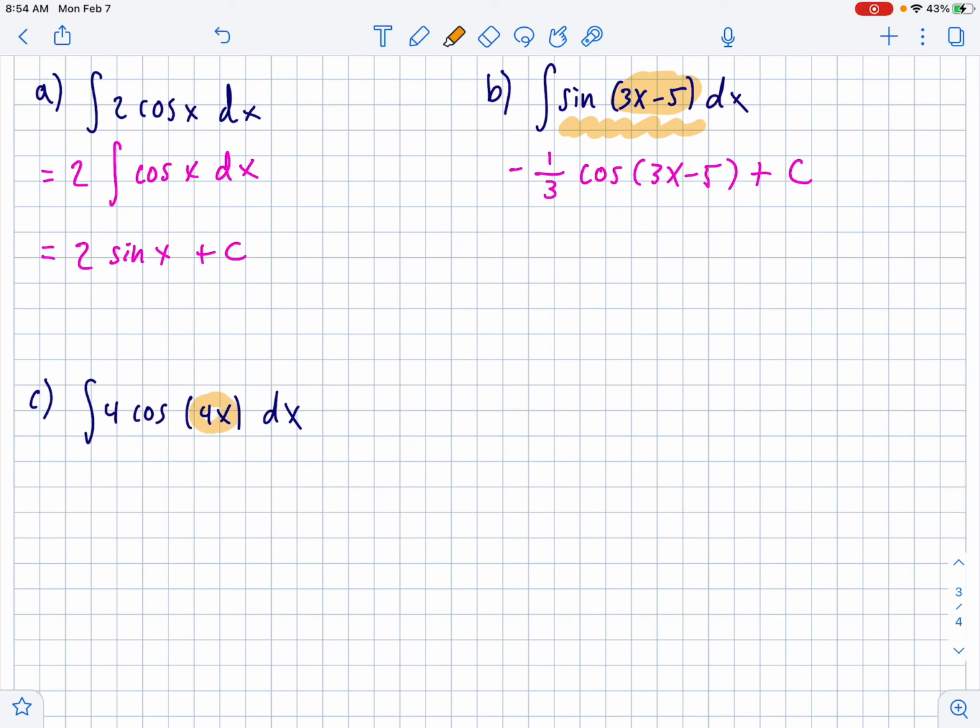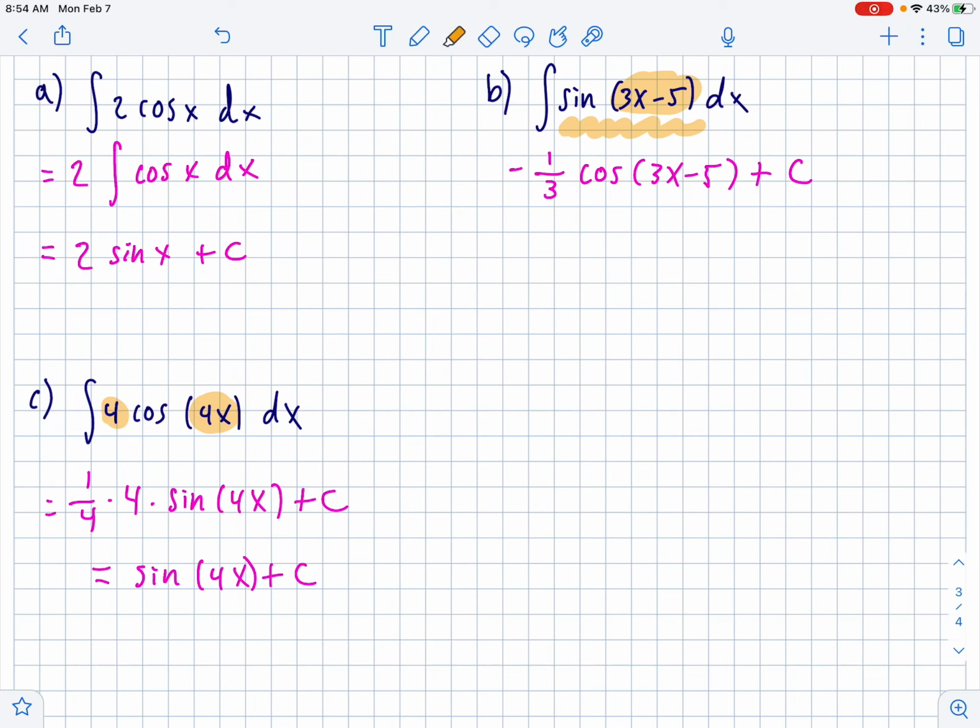The last problem, 4 cosine 4x. Once again, there's an inside function, so you got to do a little backwards chain rule and put a 1/4 on the outside. Then this 4 will just hang out, and then the integral of cosine is sine 4x plus c. Then you can clean this up a little bit, and the 1/4 times 4 just becomes 1. So our answer is sine 4x plus c.